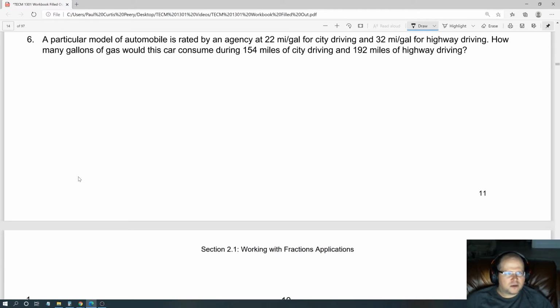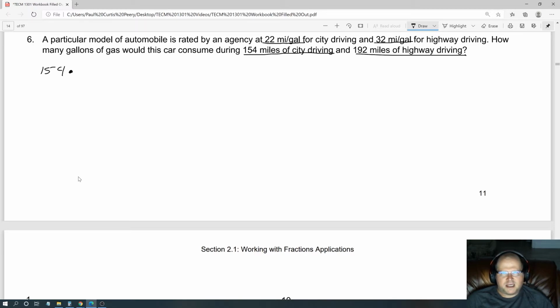So a particular model of automobile is rated by an agency as 22 miles per gallon for city driving and 32 miles per gallon for highway driving. How many gallons of gas would the car consume during 154 miles of city driving and 192 miles of highway driving?